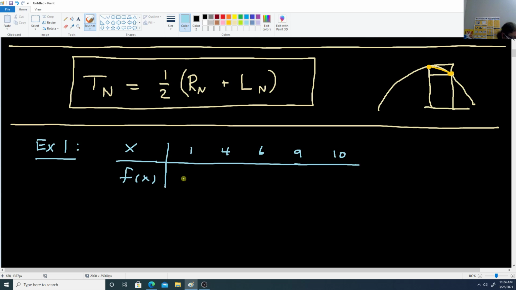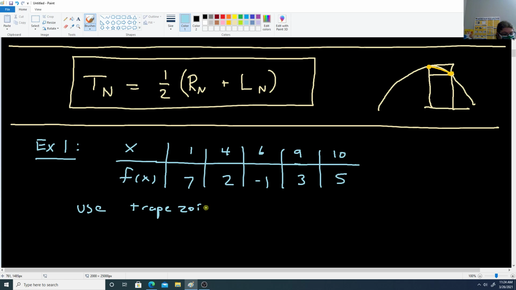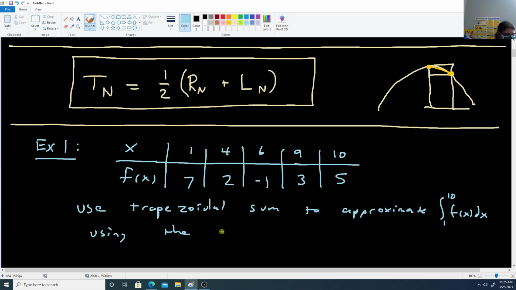So with these values, they're going to have us find the trapezoidal approximation. And we're going to have to do it by finding the right endpoint and the left endpoint approximations, and then take their average. So they want us to use the trapezoidal sum to approximate the integral from 1 up to 10 of f of x dx using the table above.